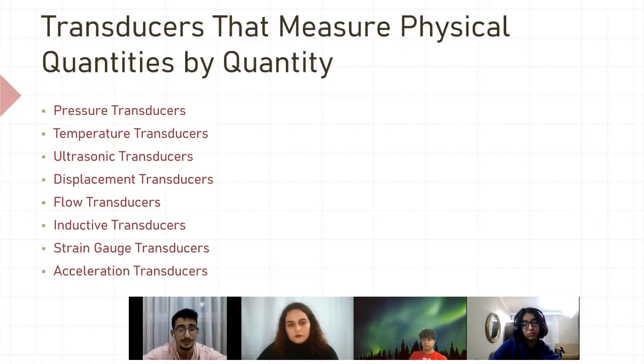Finally, acceleration transducers detect the acceleration of any object and convert it into an electrical signal. Acceleration transducers can also be accelerometers. They are also used to measure the acceleration caused by the force applied to an object.